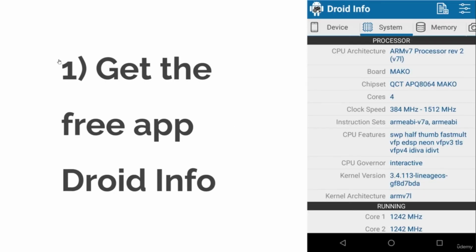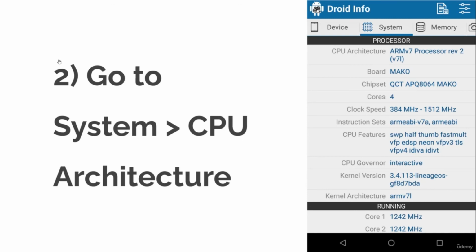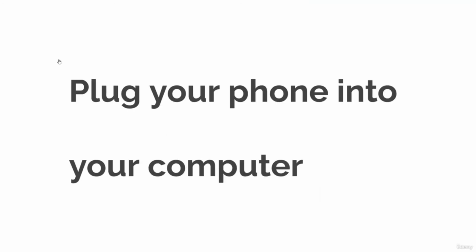First, you want to download the free application called Droid Info to your actual phone. Then you want to open up that application, Droid Info, and go to the System tab and look at the section CPU Architecture under Processor. This will tell you which ARM version you have. Here in this example, this is ARM version 7, but you want to make sure that that says ARM version 64.